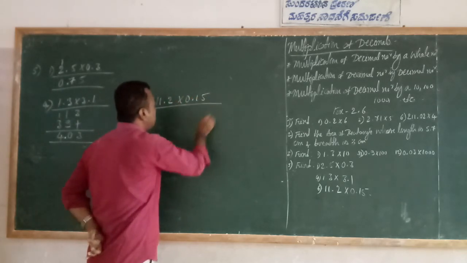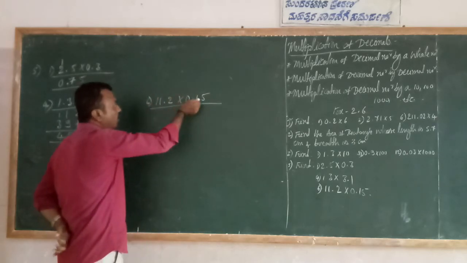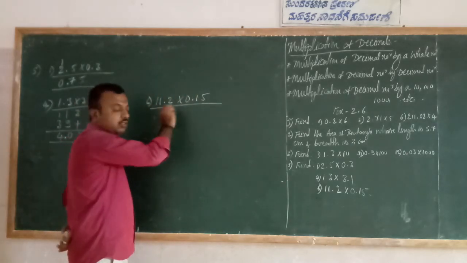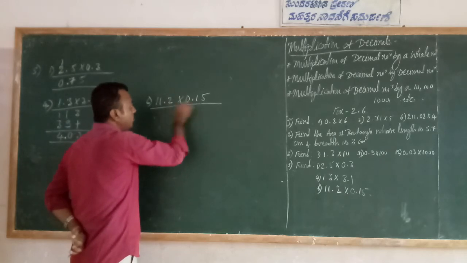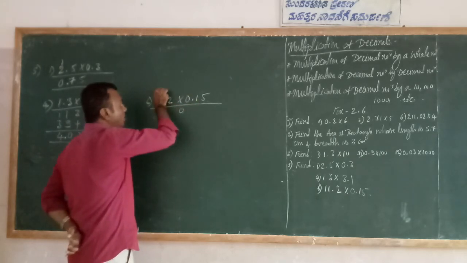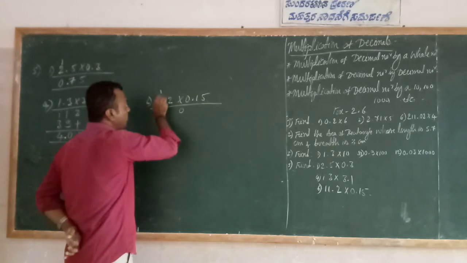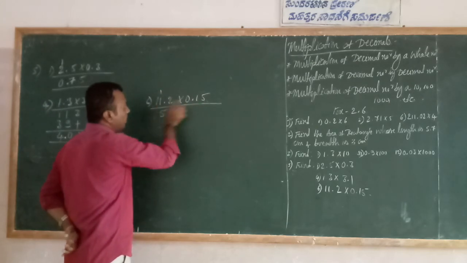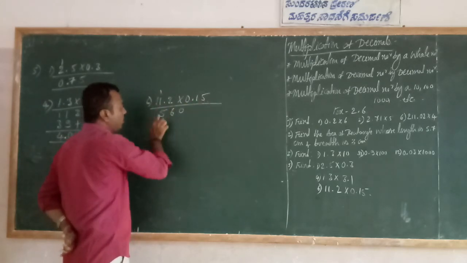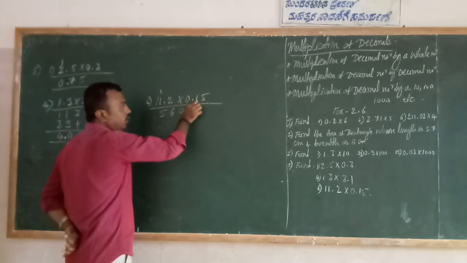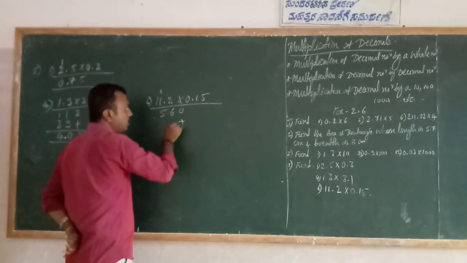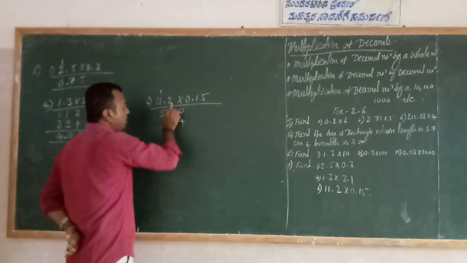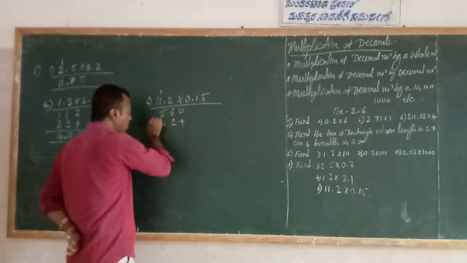0.15. See students, first we have to multiply by 5, after that 1, after that 0. Yes? 5 twos are 10. Carry 1. 5 ones are 5 plus 1, 6. After 5 ones are 5. 5 into 2, 10. Carry 1. 5 ones are 5 plus 1, 6. And 5 ones are 5. After that 1. 1 is in the tens place, that's why leave the first digit. We have to start from the tens place. 1 into 2, 2. 1 into 1, 1. 1 into 1, 1. Okay.